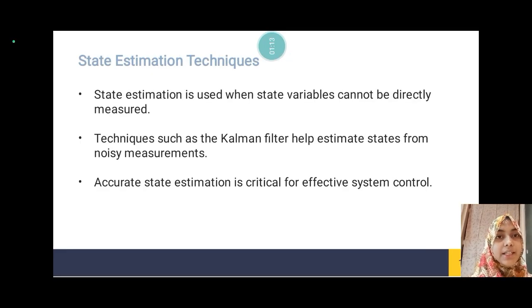State estimation techniques. State estimation is used when state variables can't be directly measured. Techniques such as the Kalman filter help estimate states from noisy measurements. Accurate state estimation is critical for effective system control.